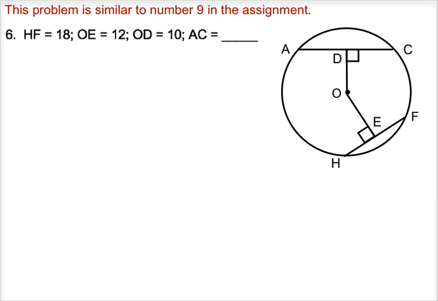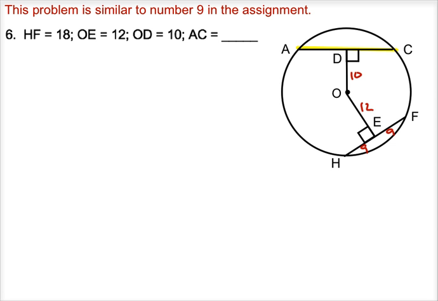This problem is similar to number 9 in the assignment. So filling in the information. HF is 18, and I'm going to write it in as a 9 and a 9. OE is 12. OD is 10. And I'm trying to find out AC. So I'm really trying to figure out what's that distance up there. So I'm going to start by drawing in some triangles.